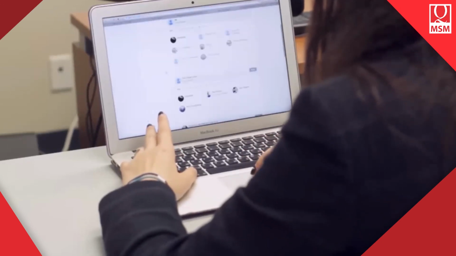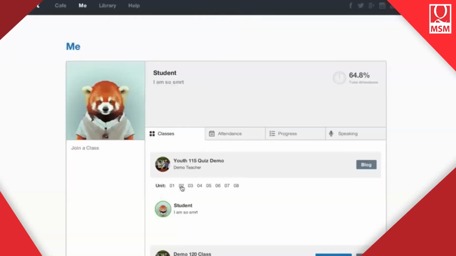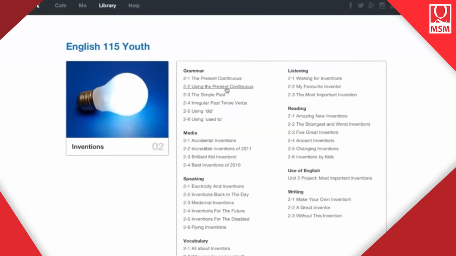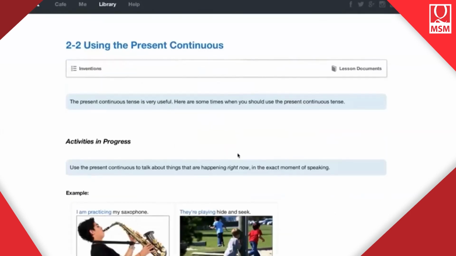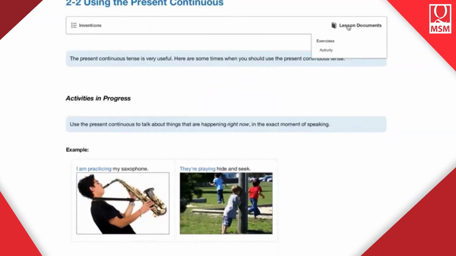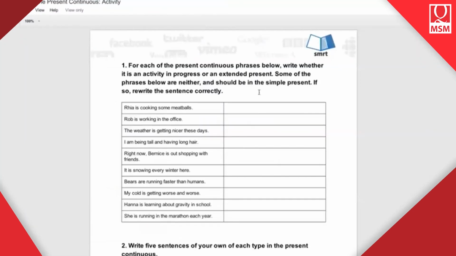After some class discussion, students can open up the unit that we're on that week and they can start the lesson. And that's how a typical day in my class begins.